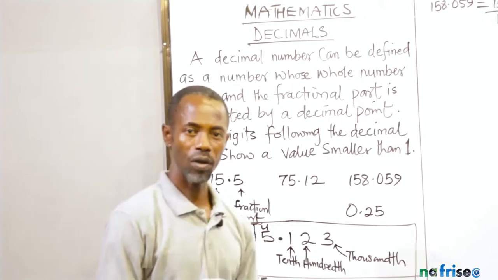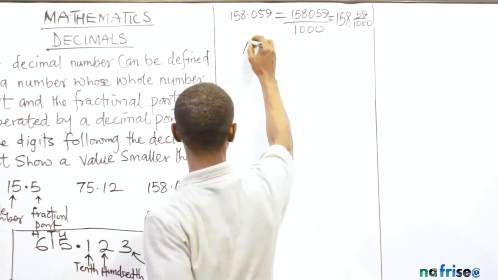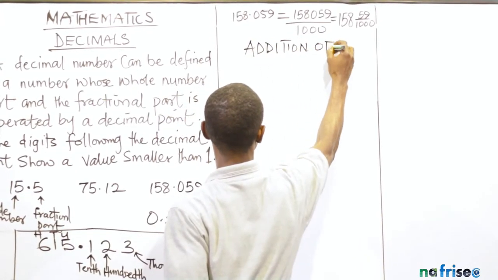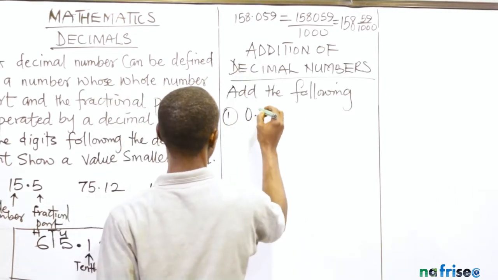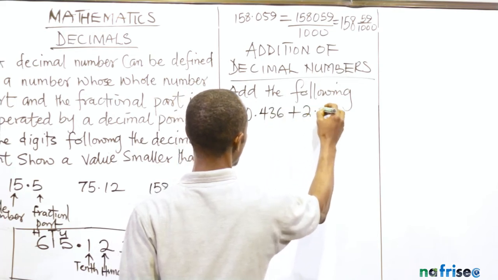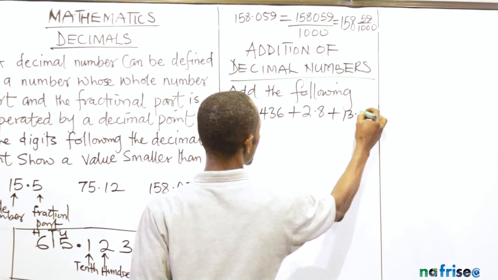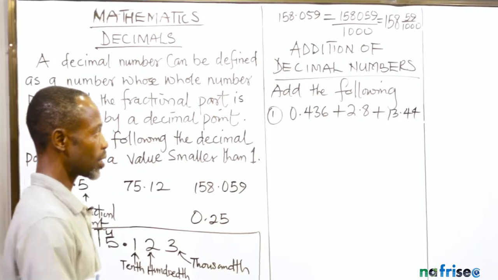So let's talk about addition of decimal numbers. Ready? Let's do addition of decimal numbers. Now look at this. They will tell you 0.436 plus 2.8 plus 13.44. Okay, they give you this to add.